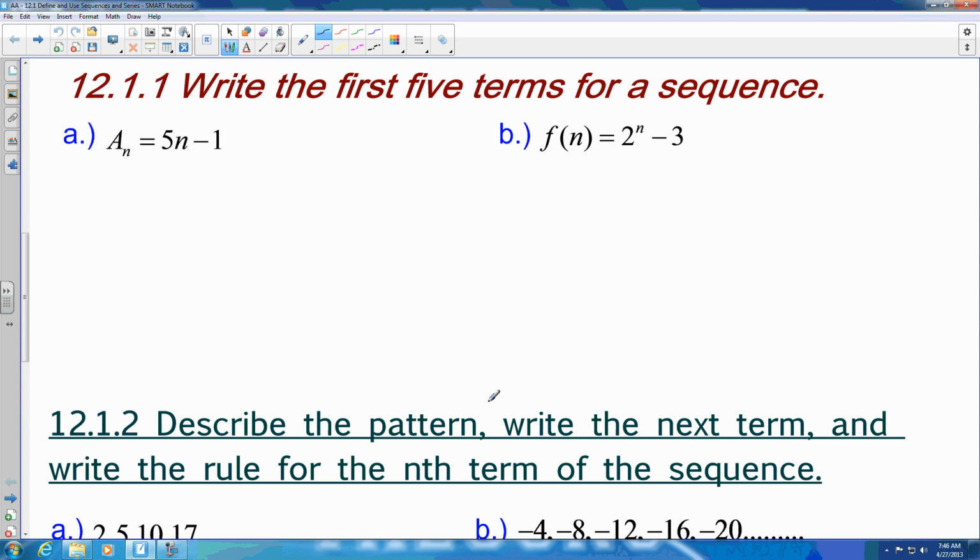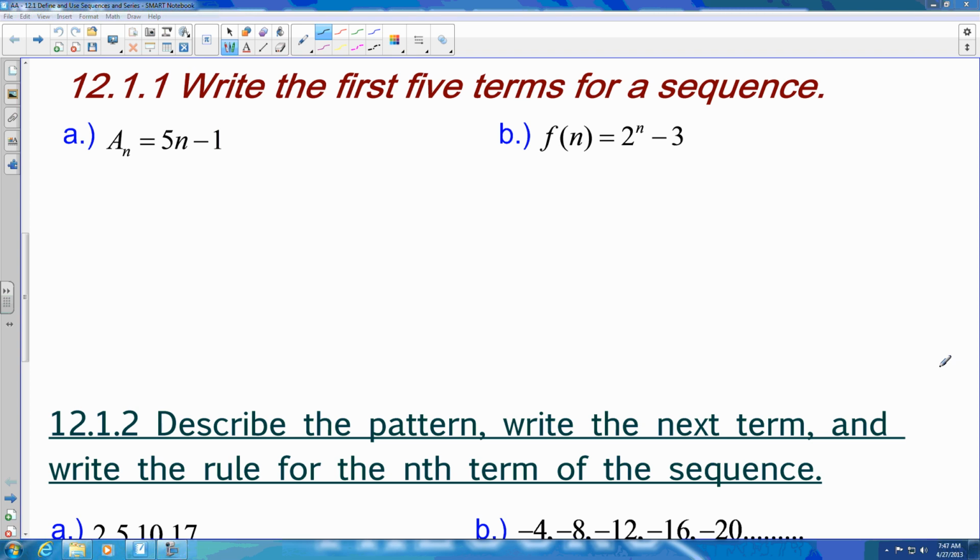So for examples A and B, for A, I have a sub n equals 5n minus 1, and then B is f of n equals 2 to the n power minus 3. So when you're looking for a certain pattern, they're asking us to write the first 5 terms of the sequence. So instead of having n in those positions, we're going to replace that with the values 1 through 5.